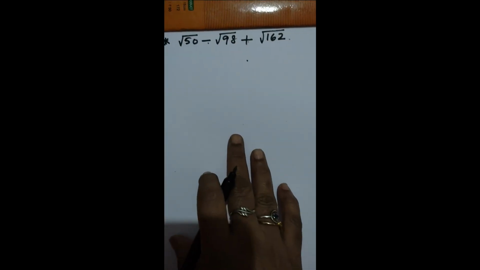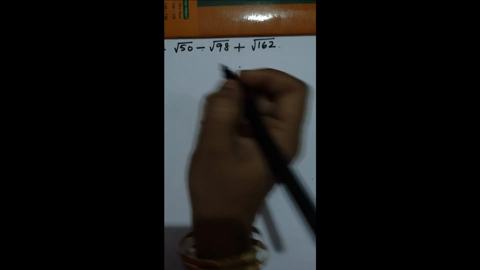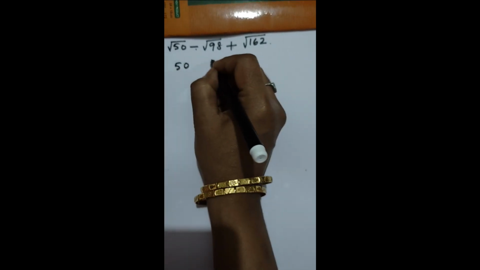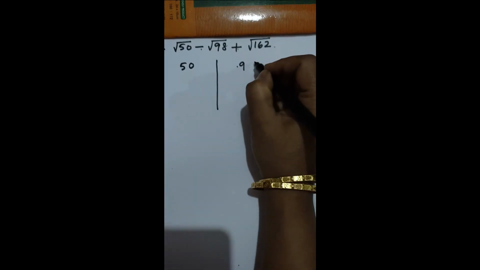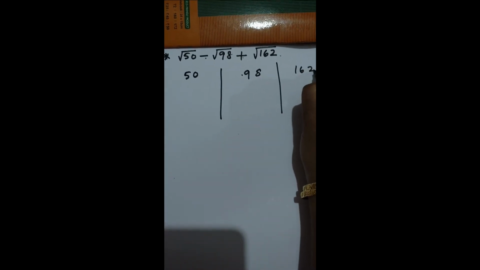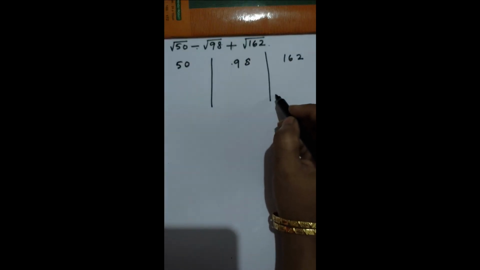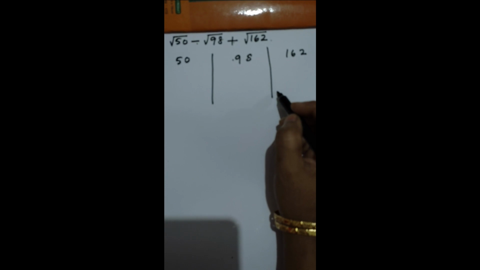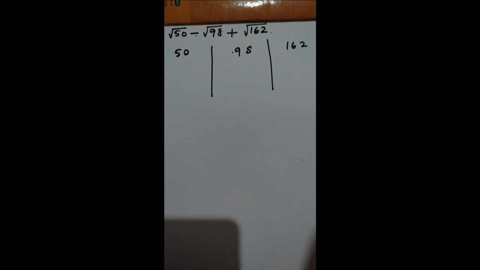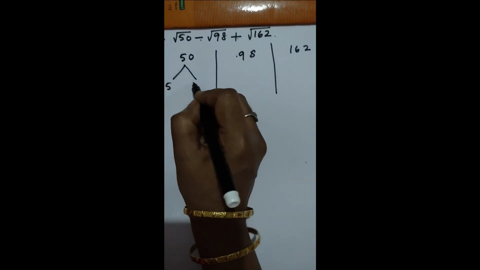Okay, next problem is root 50 minus root 98 plus root 162. Here also we'll keep all the numbers separately in a separate box. Okay, write the factors. So I can write 5 tens are 50.